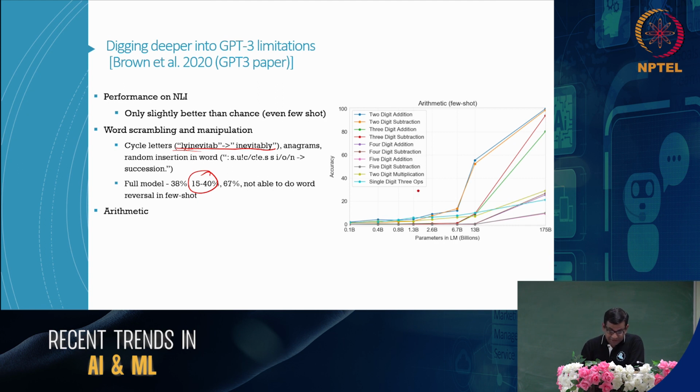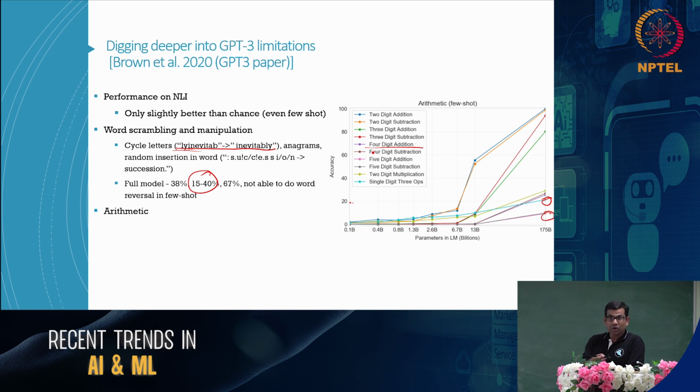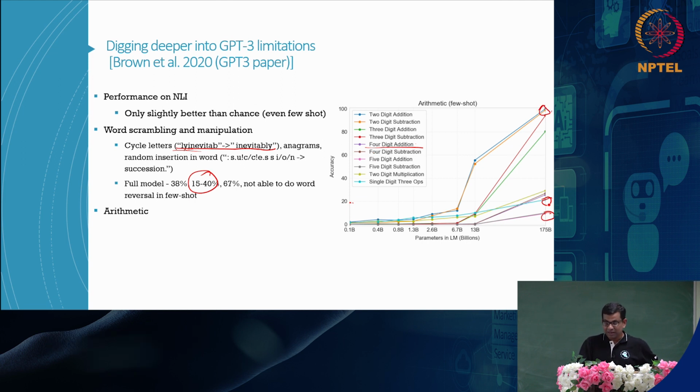Like composite operations especially, like single-digit 3 operations here, and the purple one is 4-digit addition here. So even the 175 billion model, its accuracy is less than 20%. Now it can do 2-digit addition or 2-digit subtraction reasonably well, but it's not doing this thing fairly well. It's very bad at mathematical things.